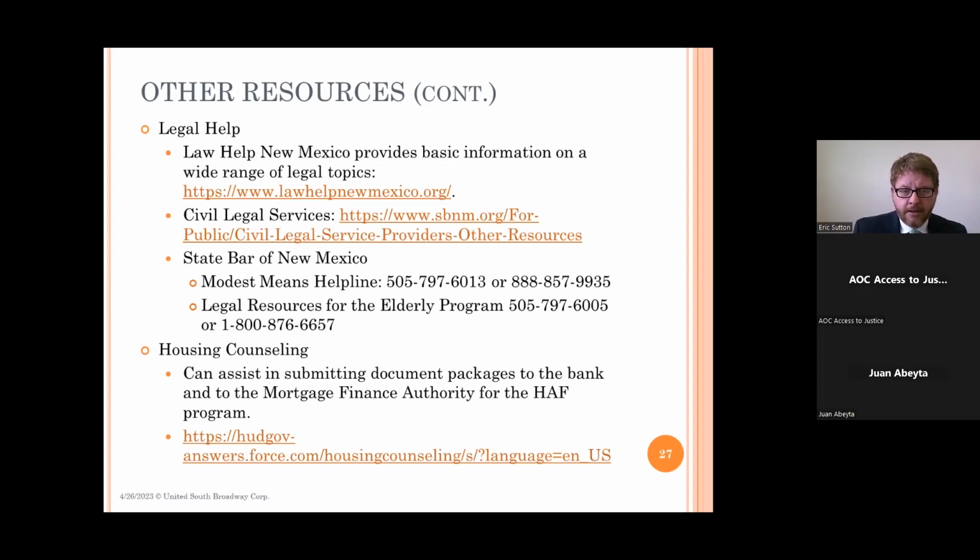Housing counseling. United South Broadway has housing counselors that can assist with submitting document packages to the bank and to the Mortgage Finance Authority for the HAF program. There's also a search option link right here that will allow you to locate other housing counselors in New Mexico if you so choose.